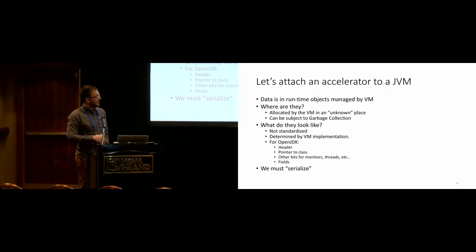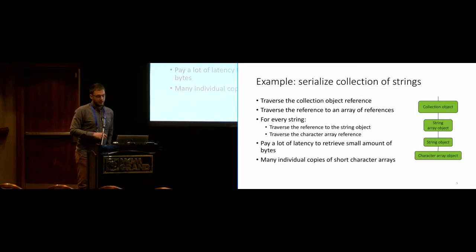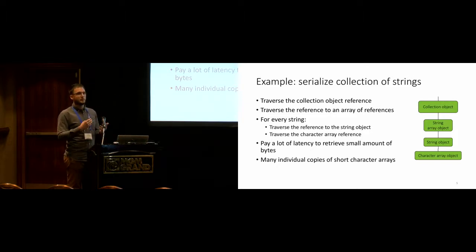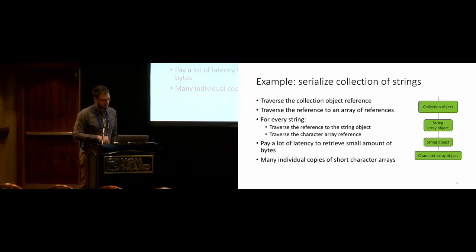So I can give an example about a collection of strings in the JVM. You have some collection object, so this can be like a vector or a dictionary or something high level. And internally, the data will be stored somehow. In the case of a large collection of strings, there can be a string array object in there. So you have to traverse a reference there. That doesn't take a lot of time. But then for every string, you have to traverse more references, or, well, C people know them as pointers. In the Java world, they call them references.